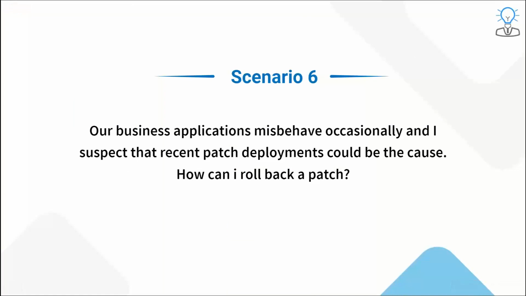And the next scenario is, our business applications misbehave occasionally, and I suspect that recent patch deployment could be the cause. How can I roll back a patch? So Desktop Central does support rollback of a patch for the Microsoft updates. And for every patch, we have updated the uninstallation status. So the vendor will be updating if it is supported or not. And if it's supported by the vendor, we will be able to select those patches and we can roll back from the endpoints.